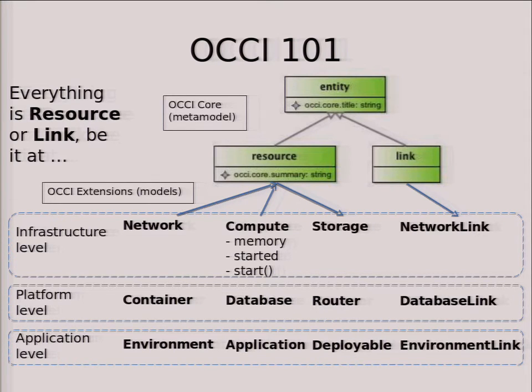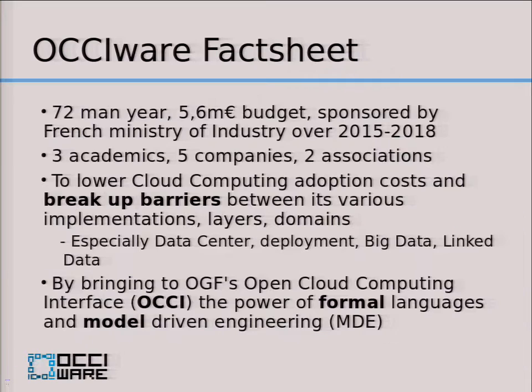OCCI is a metamodel and therefore extensible. And that's why it's the only cloud standard to cross all cloud layers and to be able to support potentially all business domains. So it's actually exactly what we need here.